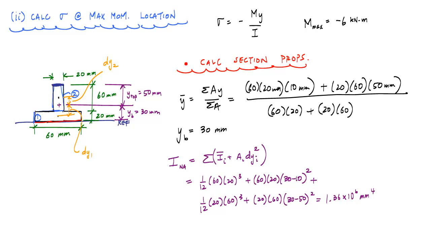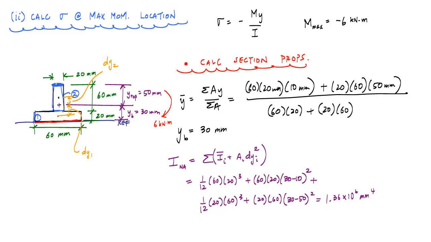Alright, so since we have the section properties calculated, now we're ready to apply the bending formula and determine the normal stresses. In particular, we want to determine the maximum normal tensile stress and the maximum normal compressive stress. Because we have a negative moment, that implies that our moment goes like this, where 6 kilonewton millimeters is applied here, so that we have compression at the bottom and tension at the top over here.